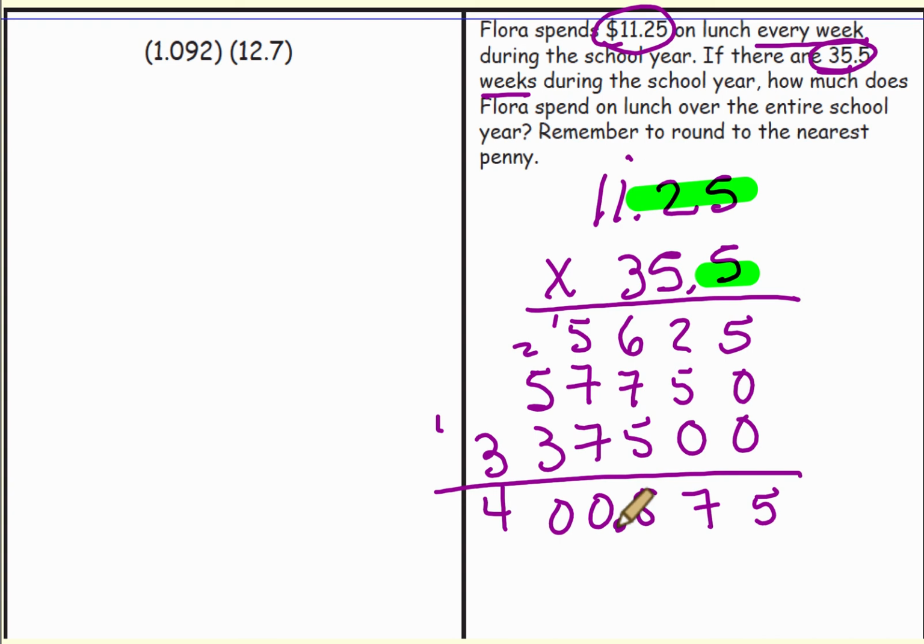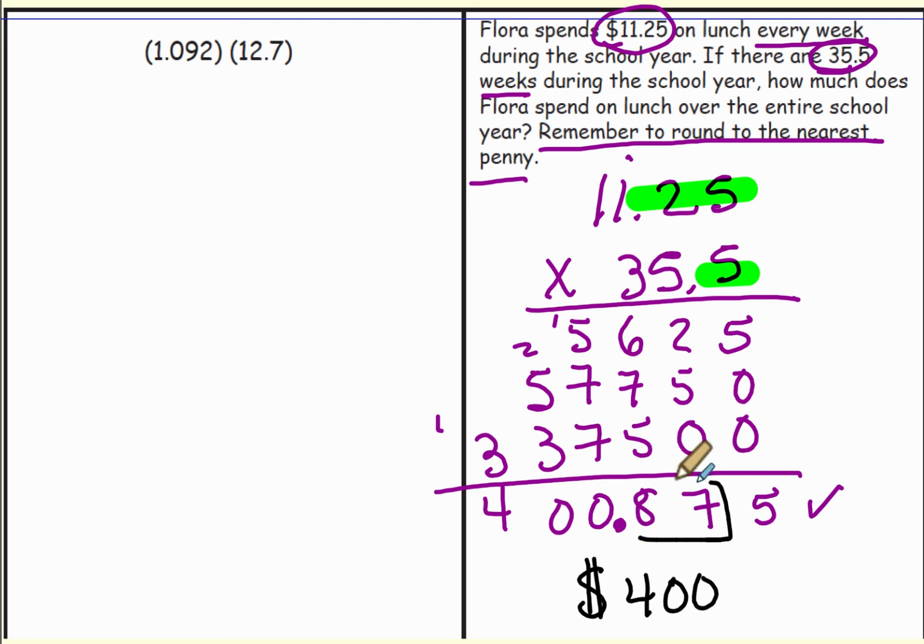So our answer comes out to be exactly this, but the problem says remember to round to the nearest penny. So when we're writing our answer, it's dollars, it's 400, and the hundredths place would be to the nearest penny. So the 5 tells us to raise 7 to 8, so it should be $400.88.